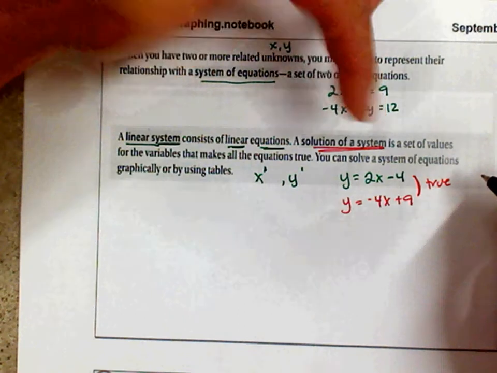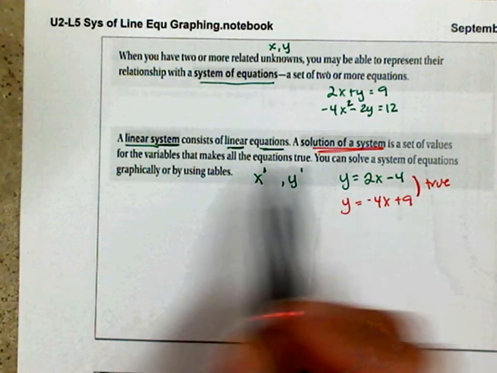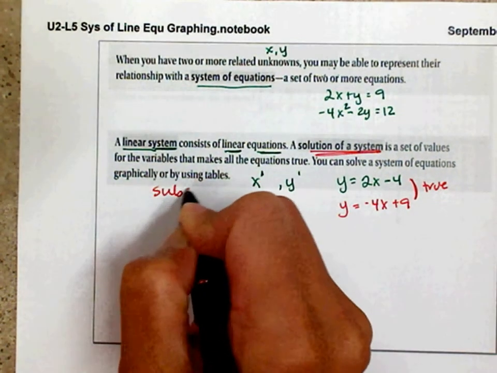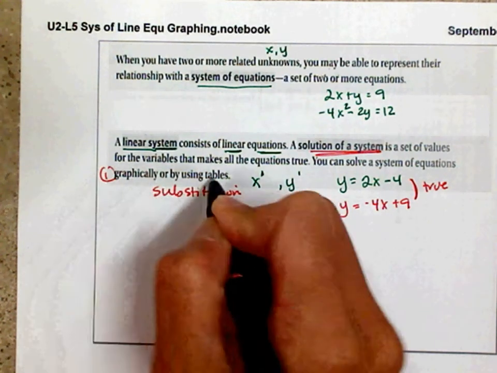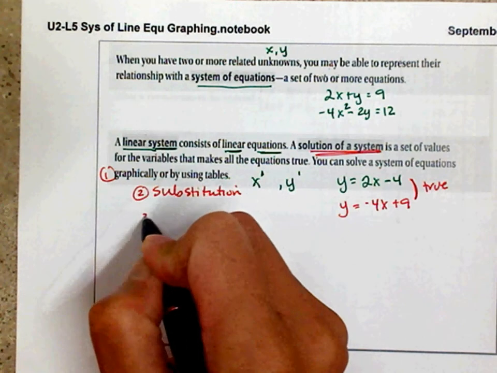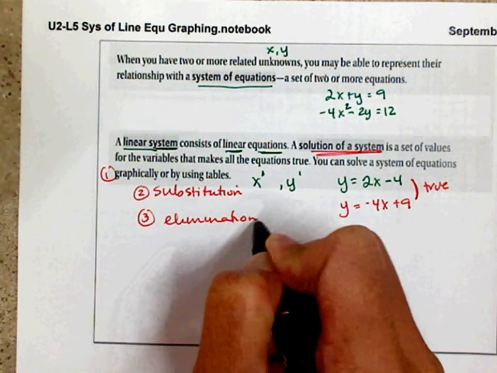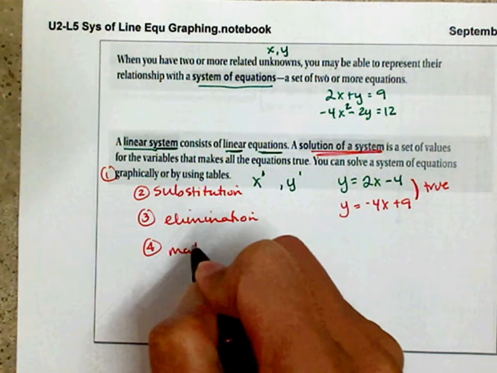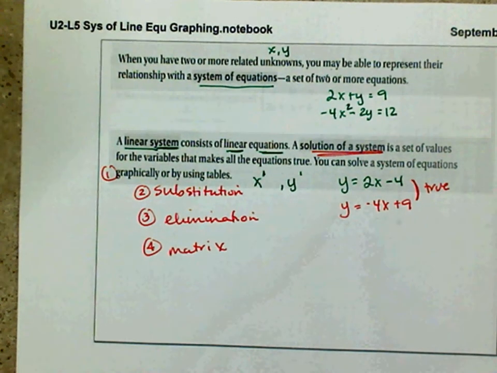Okay? So we'll come back and look at these again. You can solve a system of equations graphically by using a table. You can also do it by substitution. So one is graphing with a table, two is substitution, and the third way is elimination. And I'm going to show you guys one more, but this is to help you in your ACT. We're going to touch on matrices for just a little bit, but we're not going to go in depth into it until we hit that unit. So here are four ways you can solve systems of equations.